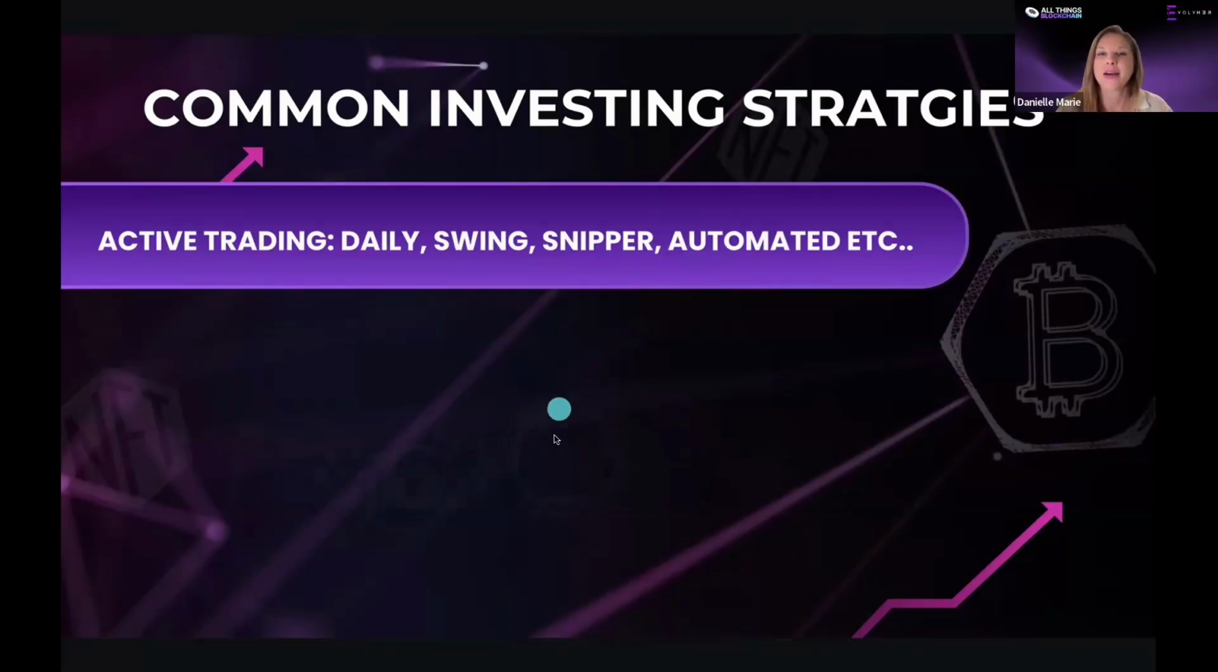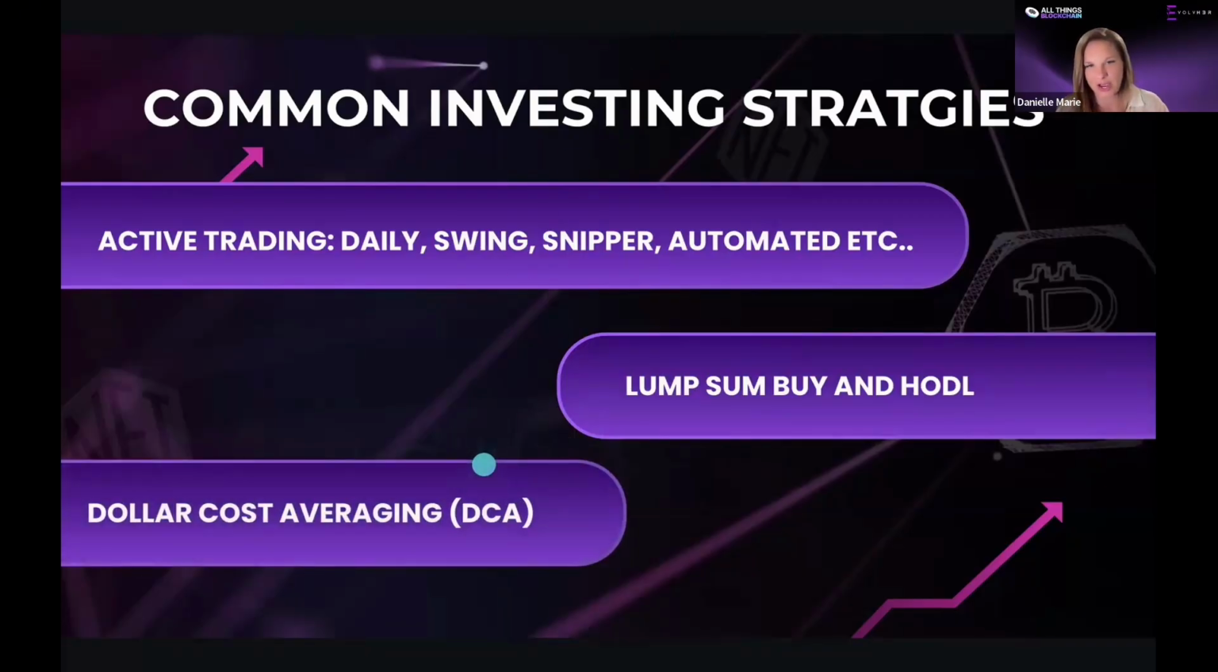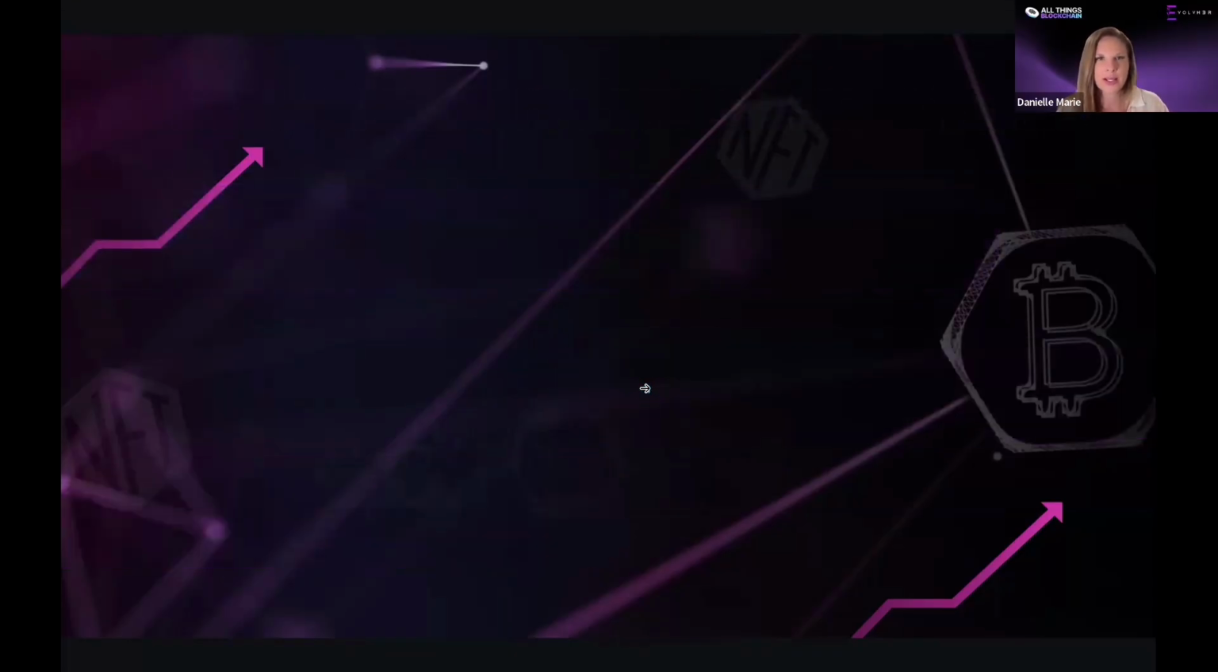Okay. Common investing strategies. So you've got your daily active trading. We're not going to go through any of that today. I told you I'm not even a trader, so I don't teach about that, but I do work with people that do. Lump sum buy and hold. Okay, so that's where you buy and hold it, and then dollar cost averaging, which we are going to go over in just a moment.